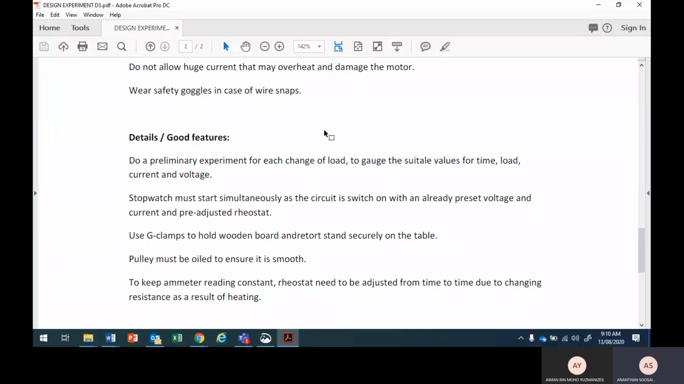Suitable. Yeah. First one, look up preliminary experiment for each change of load, suitable values. So do the preliminary experiment for each change of load, to find suitable values for time, load, current, and voltage. We don't want the time to be too short, mainly the time. Too short, reaction time will be big, so the data are not reliable. So you must have suitable I, V, and load values.